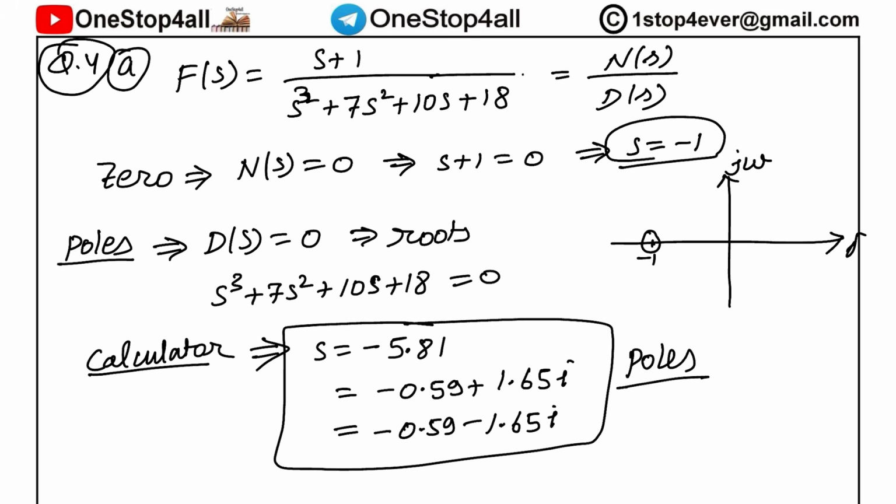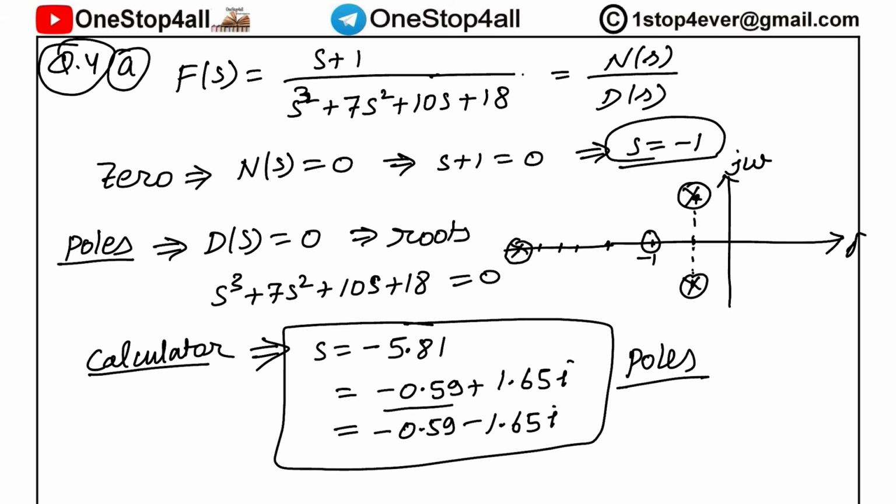Okay, for the poles there is a -5.81, where it will be -1, 2, 3, 4, 5, 5.81 something here. So it will be a cross, one pole is here. Another two poles are at -0.59, 0.59 somewhere here, and plus 1.65. One point will be here, and similarly at the same distance will be here.